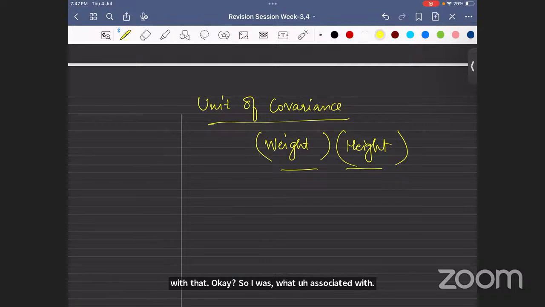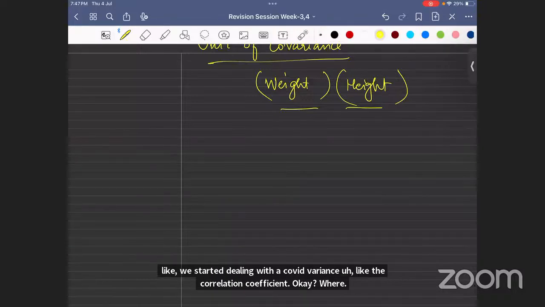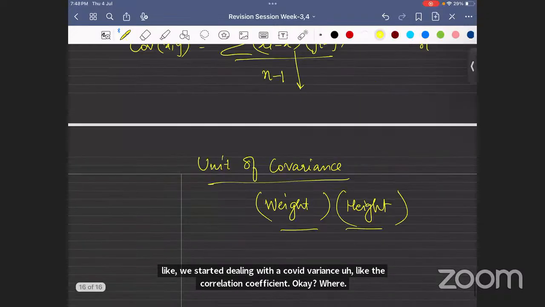To compare two different charts, whenever you're calculating the strength of something, you need values in unitless form. To make it unitless, we started dealing with the correlation coefficient, where we'll remove the unit. Both are almost the same. Covariance also helps us know the measure of the association.